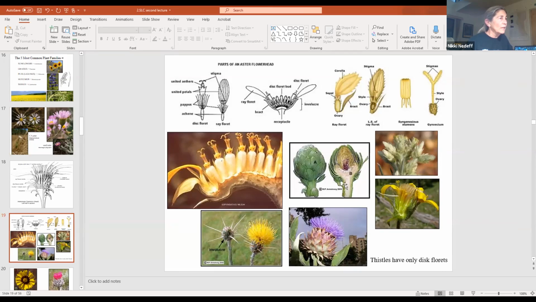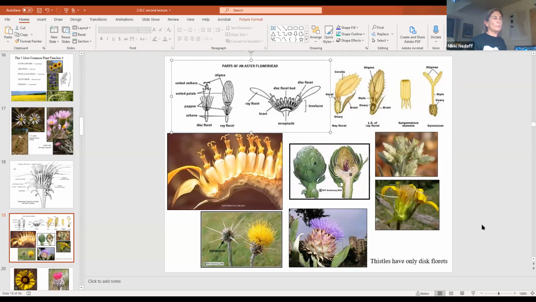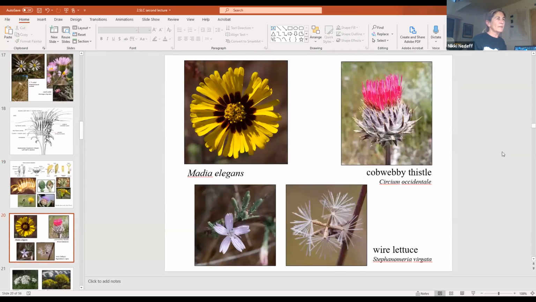In here is the receptacle. Over here are the bracts. We actually eat the bracts. In the composites, they're actually called phyllaries, very specific structural term for them. And on the inside, the disc florets that turn bright purple when they mature. All composite flowers. Look at how beautiful this one is, Madia elegans.